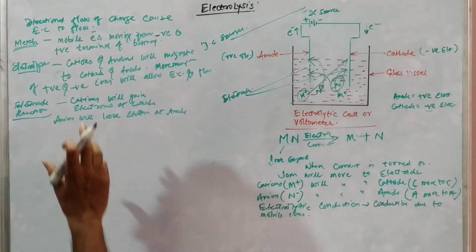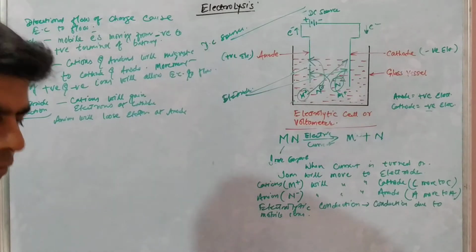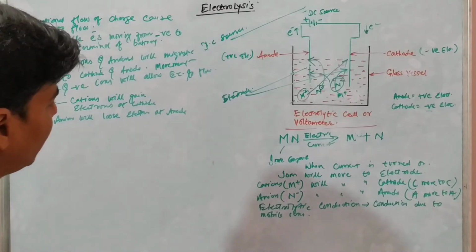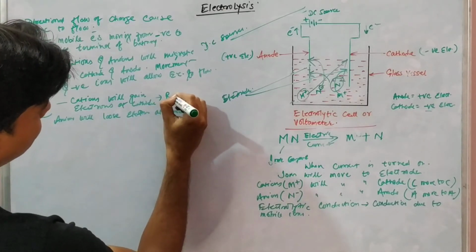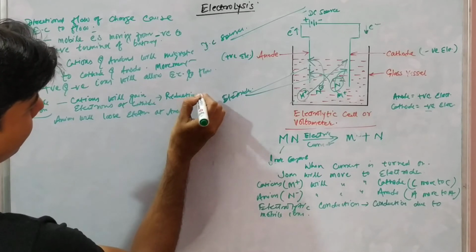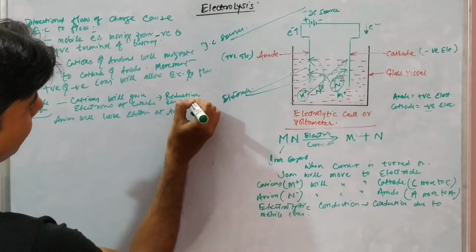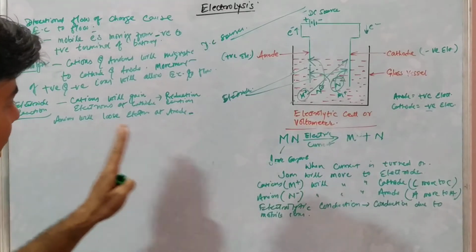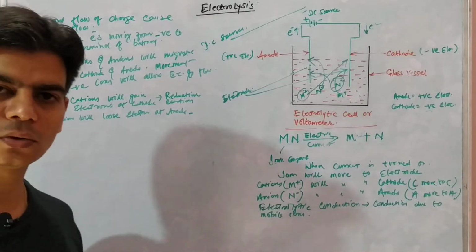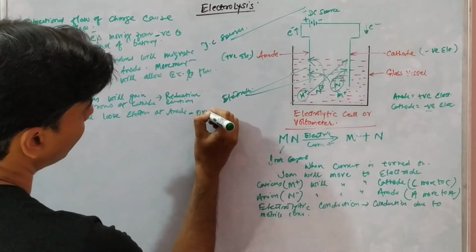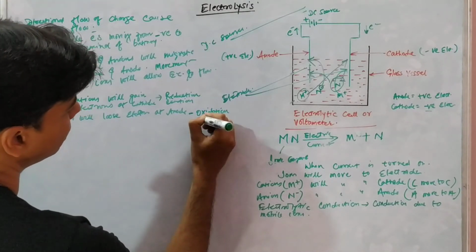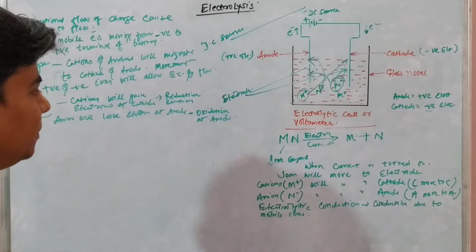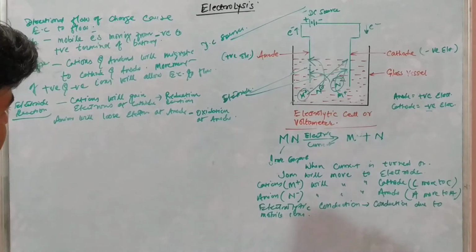So what do we call the reaction wherein we have gain of electrons? Cations will gain electrons at cathode, so we have reduction reaction at cathode, right? And here anions will lose electrons at anode. Loss of electrons is oxidation, right? So here oxidation at anode, right?